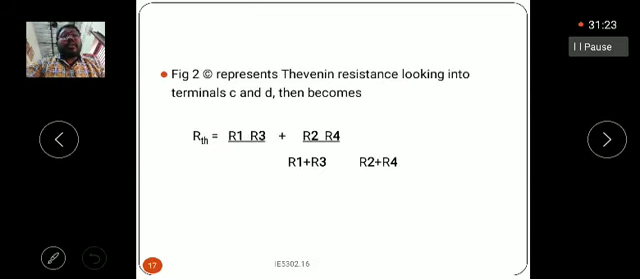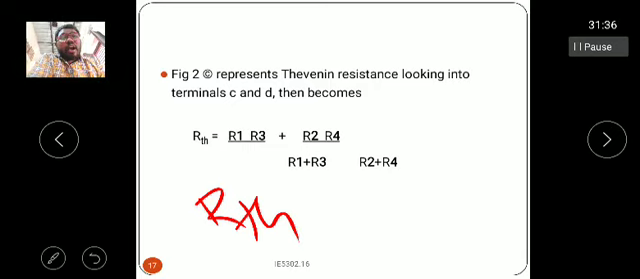Then figure 2 represents the Thevenin's equivalent resistance looking into the terminals of C and D. It becomes RTH, the Thevenin's resistance, equal to R1 R3 by R1 plus R3. These two are connected in parallel, that means R1 into R3 by R1 plus R3.